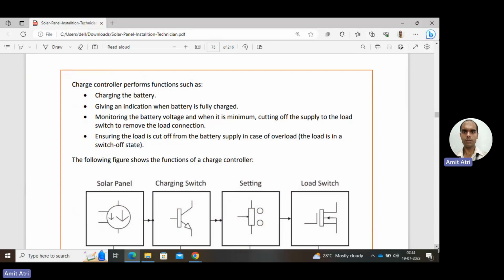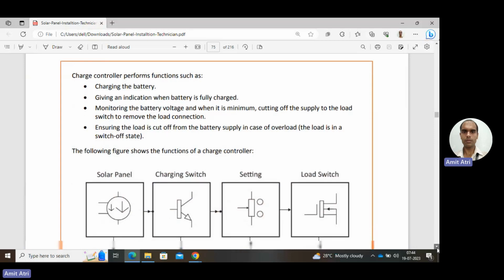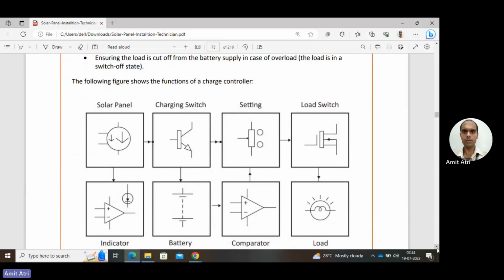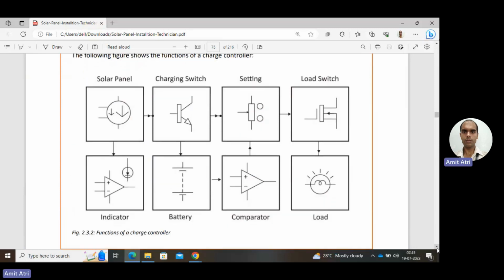This is very related to the previous topic on the battery. We say the energy should not be completely drained off from the battery. So our charge controller will prevent that type of situation, so that the battery is not totally discharged. Next, ensuring the load is cut off from the battery in case of overload. This is also a safety feature, because overloading also damages the system or the battery. This will prevent that.